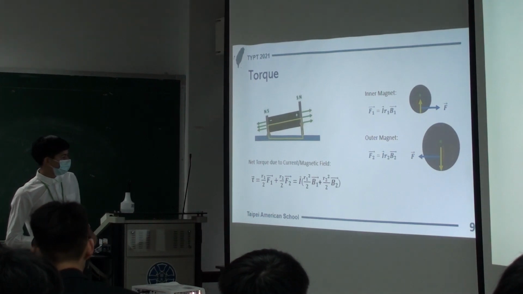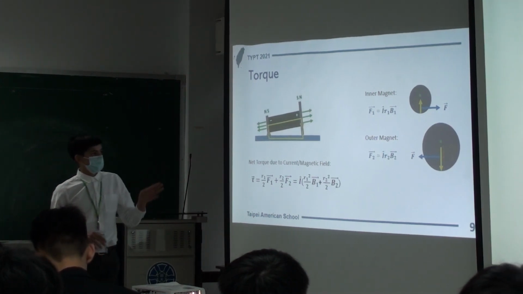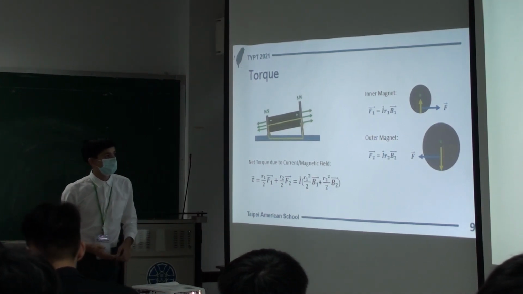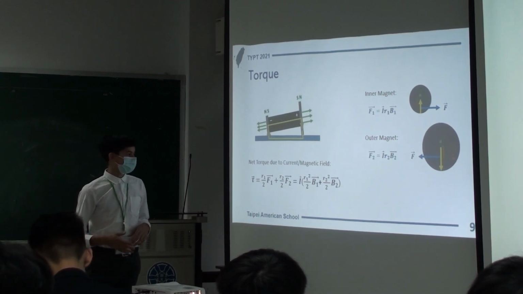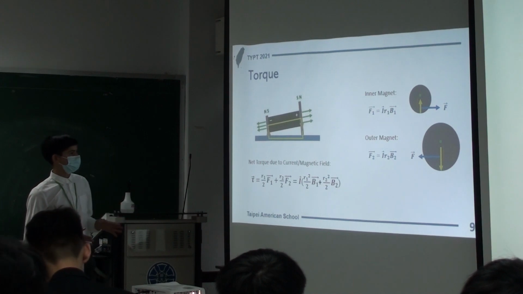And then here's our equation for torque. So for the inner magnet, we just use the basic torque or force equation, I R times the magnetic field, and we combine these here.